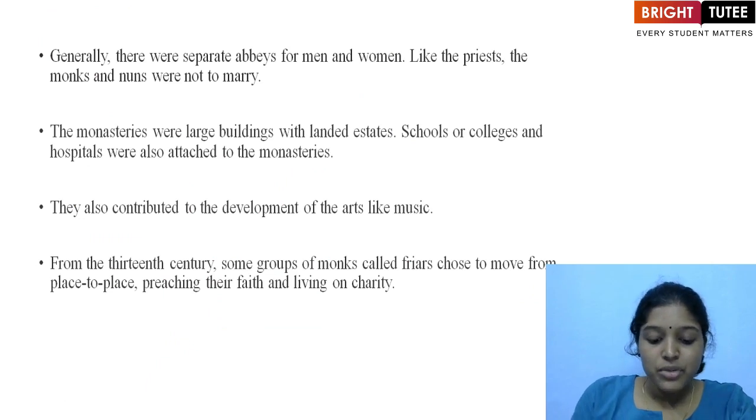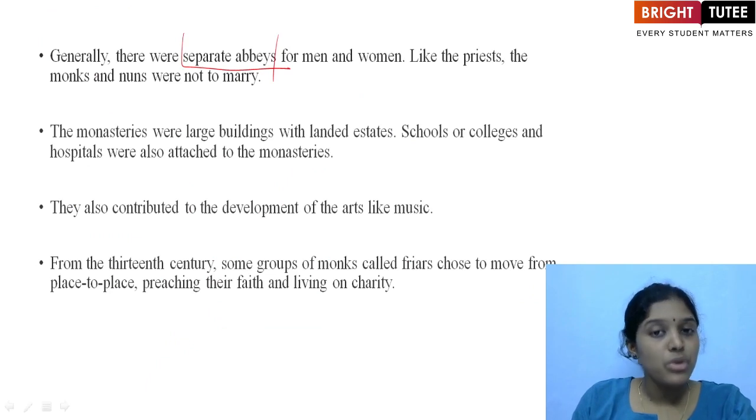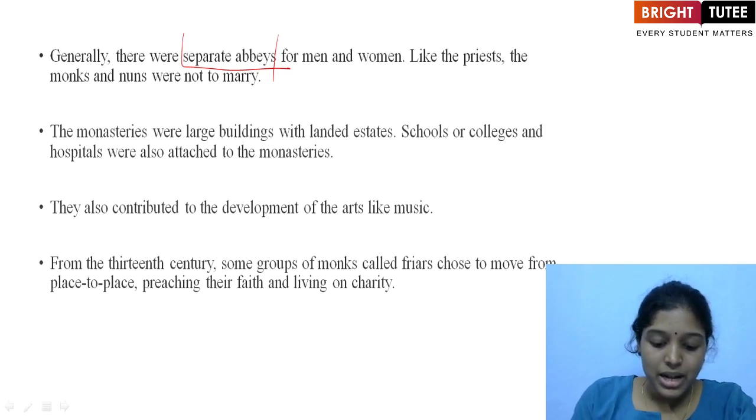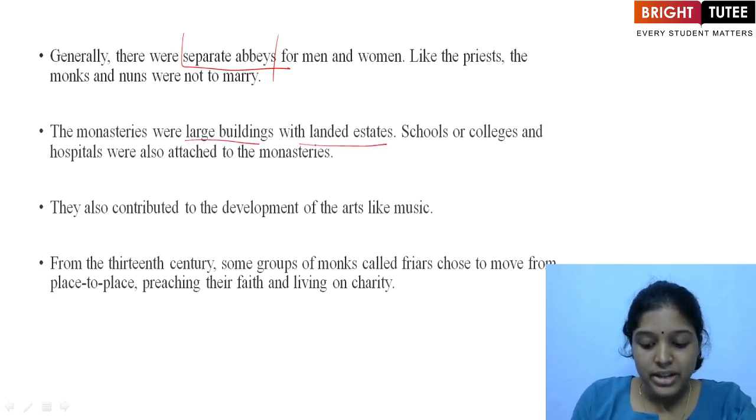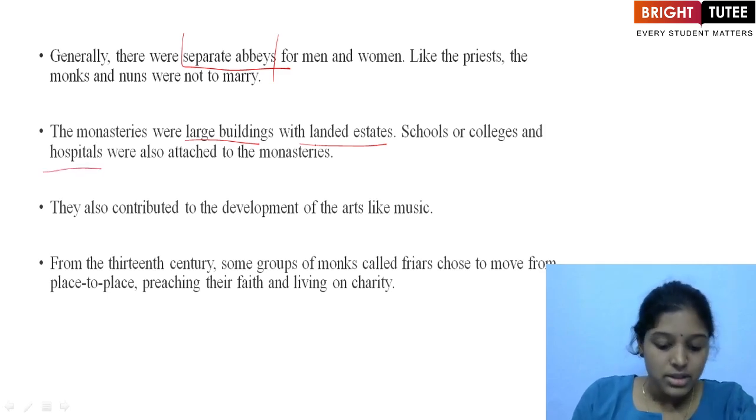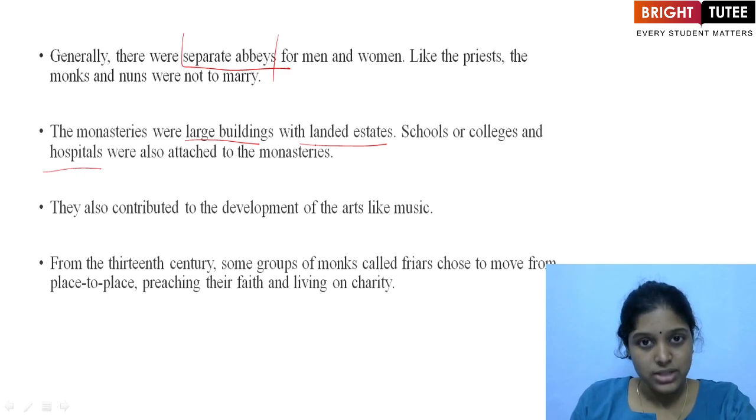And generally, there were separate abbeys for men and women because both men and women could opt for such a life. We see that there were separate places of residence for both men and women. And like the priests, the monks and nuns were not to marry. So, as we saw, they were not allowed to marry and had to live a single life. The monasteries were large buildings with landed estates. Schools or colleges and hospitals were also attached to the monasteries.